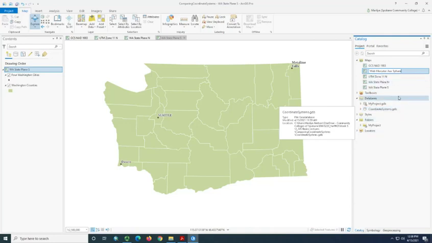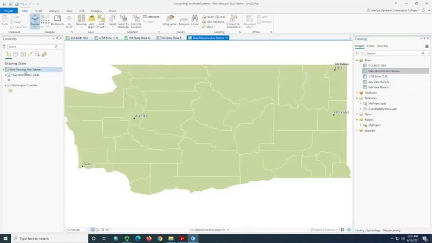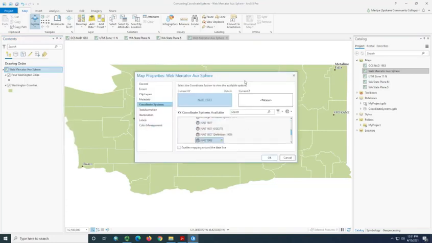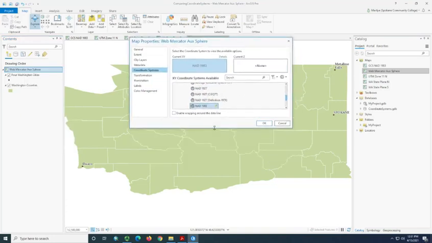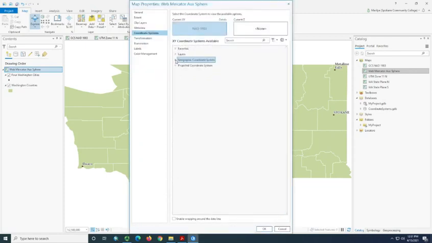Okay, enter, so that stays. And then we're going to add it to our map. And we need to change its coordinate system here. This is going to be just like we said: everything we're dealing with now is projected. And so we're going to go to world projections here.